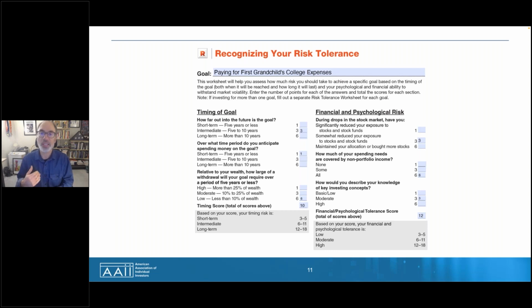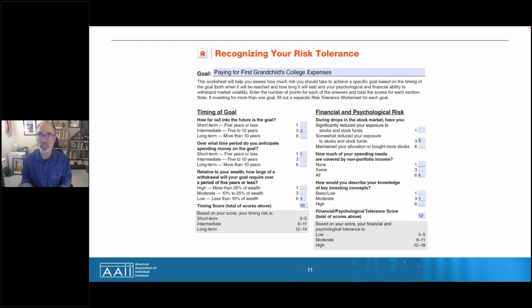The other question is, relative to non-portfolio income, how much are you spending? If you can actually cover some of your spending from non-portfolio income, perhaps Social Security, pension income, maybe you're working, that also gives you greater ability to tolerate risk because you have another source you can cover shortfalls with.